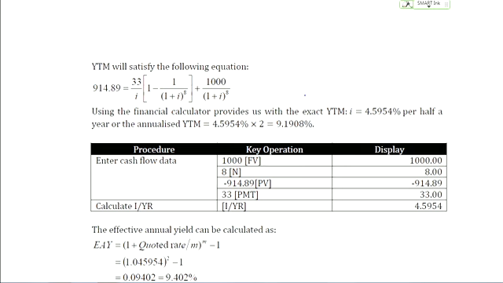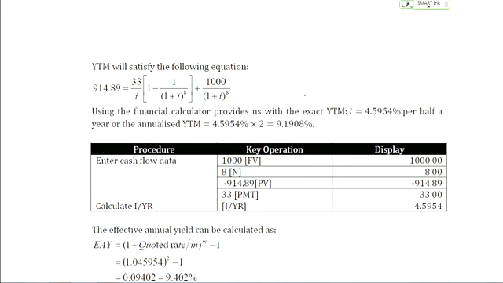4.5954%? Is it per year or per half a year? Half a year, right? Because we are paying the coupon semi-annually. So that's why that interest rate is per half a year. So remember, we quote all of the interest rates per annum. So 4.59% is not good enough as the final answer.